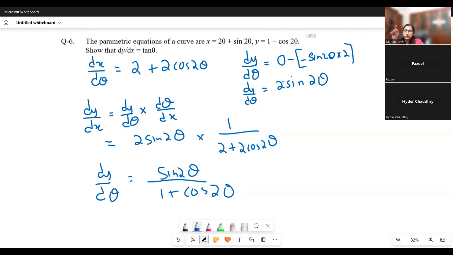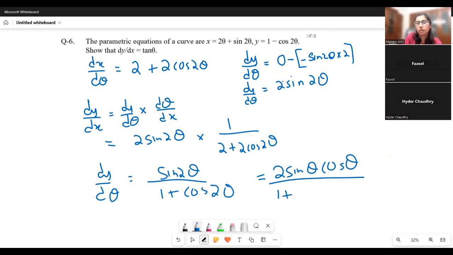It's just tan theta, not tan 2 theta. That means we have to write the double angles using the double angle formula. So sine 2 theta is 2 sine theta cos theta. And then 1 plus cos 2 theta, let's use 1 minus 2 sine square theta.